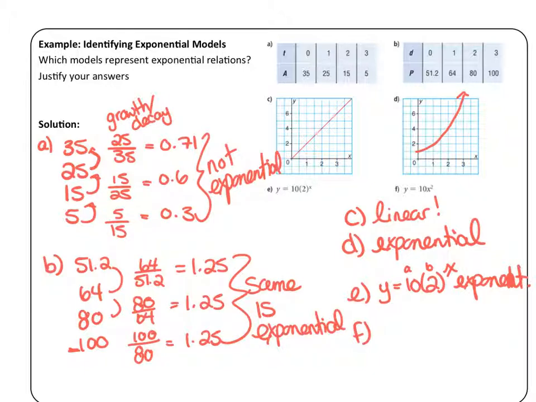y equals, goodness, I lost my pen. But the last, I think my battery and my pen died. I'm sorry, guys. But the last one, just take a look at it.